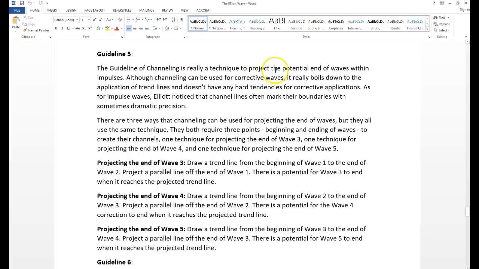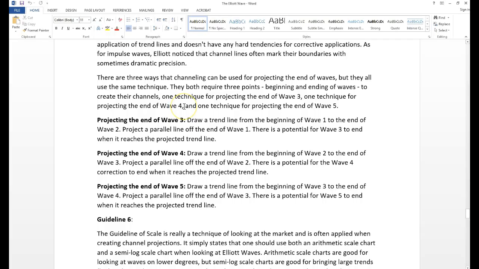Channeling is really a technique to project the potential end of waves within impulses. Although channeling can be used for corrective waves, it really boils down to the application of trend lines and doesn't have any hard tendencies for corrective applications. As for impulse waves, Elliott noticed that channel lines often mark their boundaries with sometimes dramatic precision.